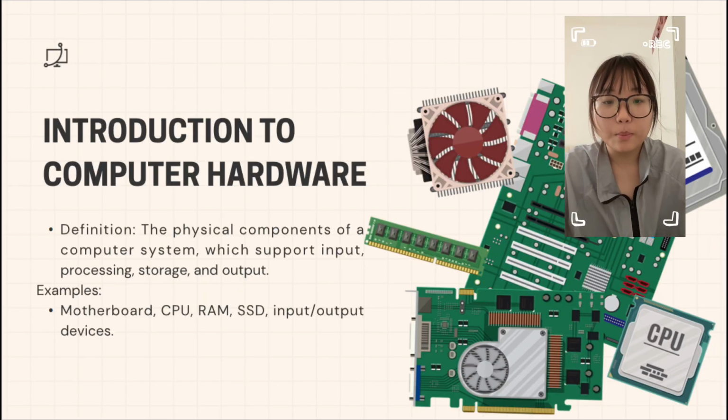Okay, the first part is the computer hardware. The computer hardware's definition is the physical components of a computer system, which support input, processing, storage, and output. For example, motherboard, CPU, RAM, SSD, input-output devices. These are essential parts for running a computer.